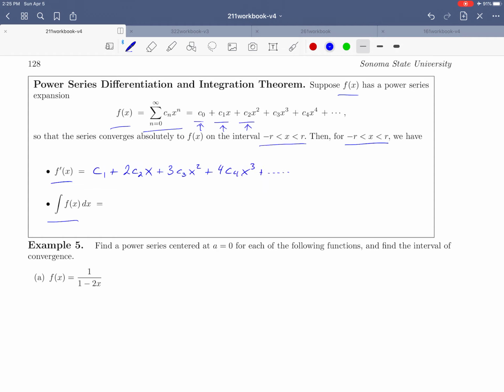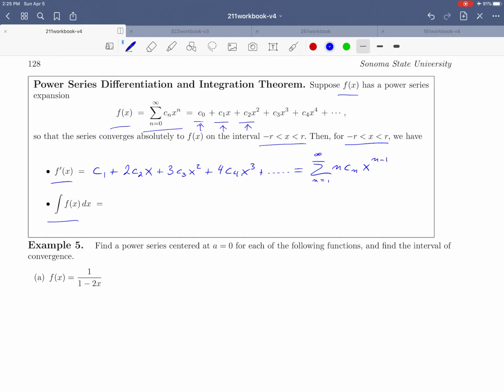So we really can differentiate term by term, and f prime is equal to the term by term derivative of our power series. We can write this down in sigma notation, and we get n goes from 1 to infinity, n cn x to the n minus 1.